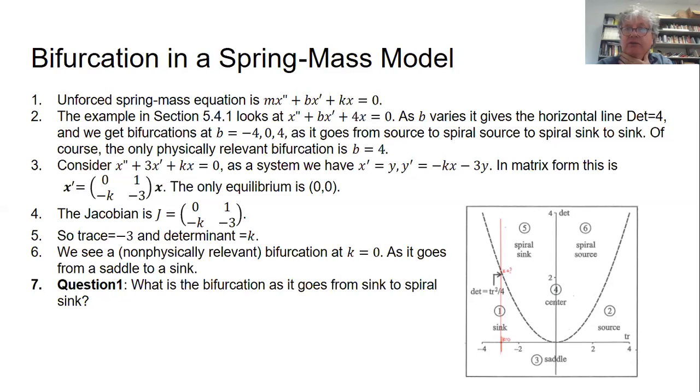And the module question for today is, what value of k is that?